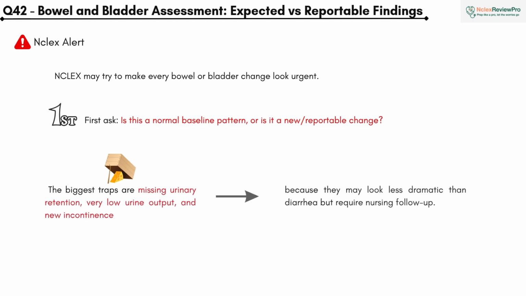Now, here is the NCLEX alert. NCLEX may try to make every bowel or bladder change look urgent. First ask, is this the client's normal baseline pattern, or is this a new or reportable change? The biggest traps are missing urinary retention, very low urine output, and new incontinence because they may look less dramatic than diarrhea, but they still require nursing follow-up.